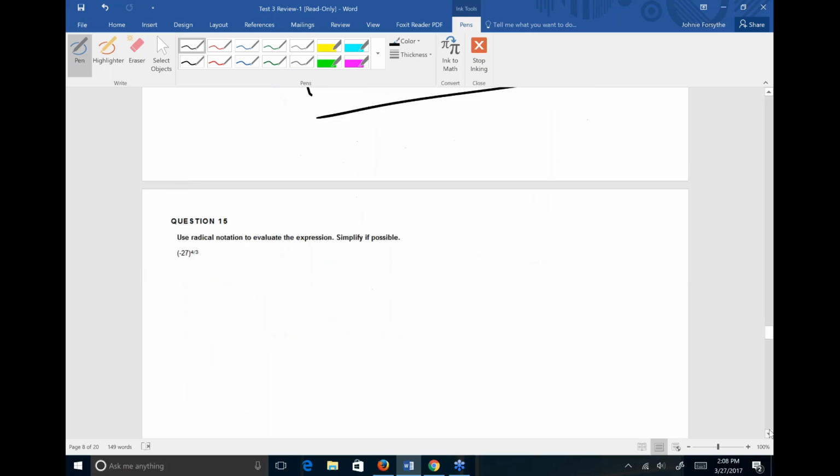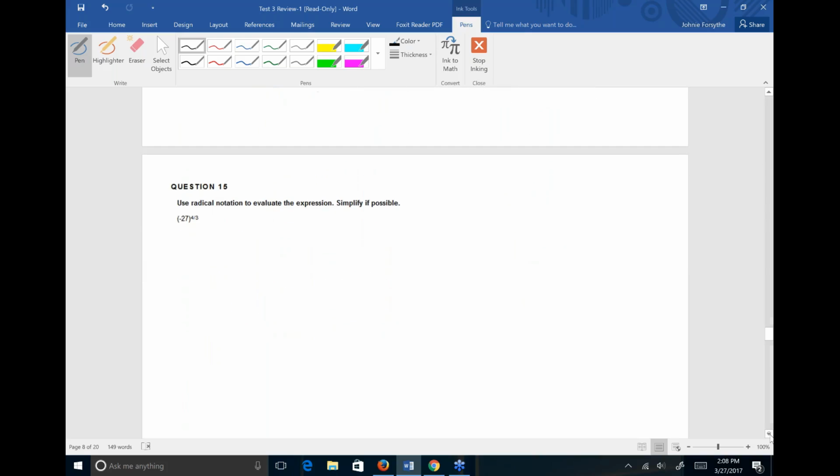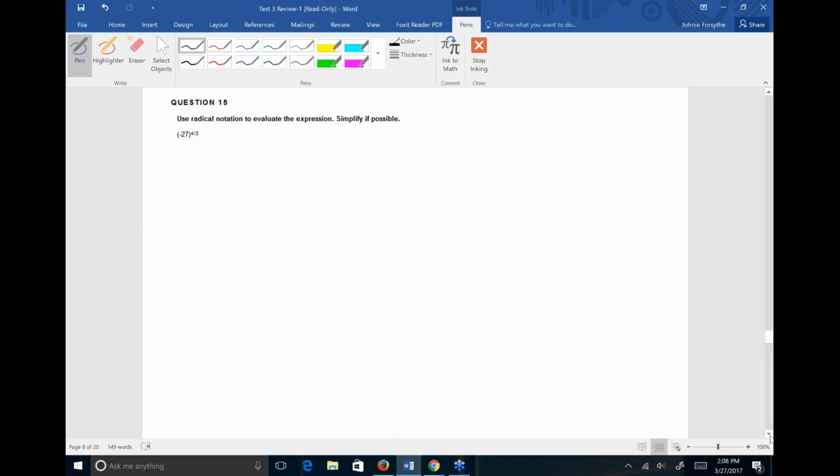Question 15. Use radical notation to evaluate the expression and simplify if possible. So we have negative 27 raised to the 4 thirds. If you're using your graphing calculator, yes, you can put this in the graphing calculator and get your simplified answer. I also want to show you how you would rewrite it into radical notation to evaluate it. So I'm going to write it a little bigger. Negative 27 to the 4/3.